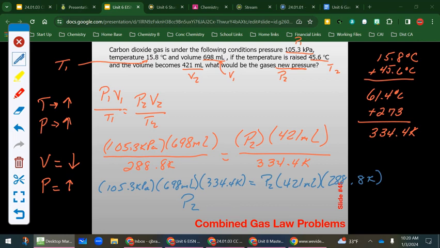Multiplying what? Oh my god, it's a big boy number. Times 105, this is what I got, times 698 times 334. That's a humongous number. Then what?